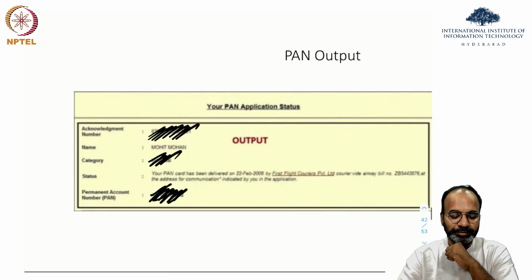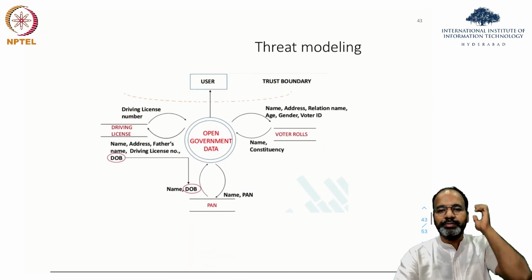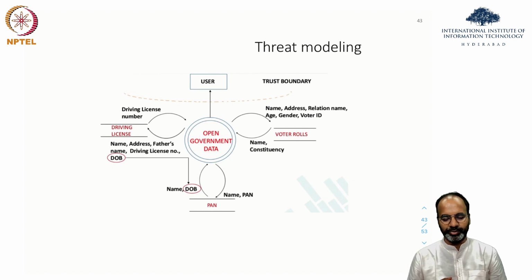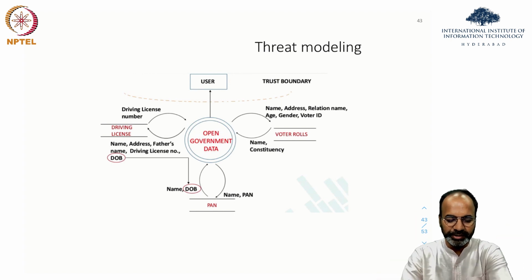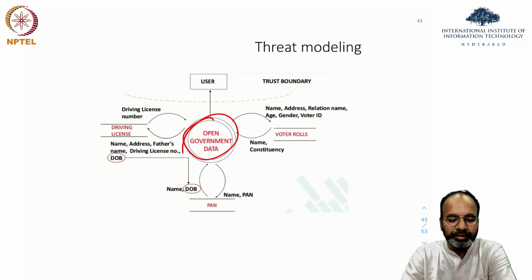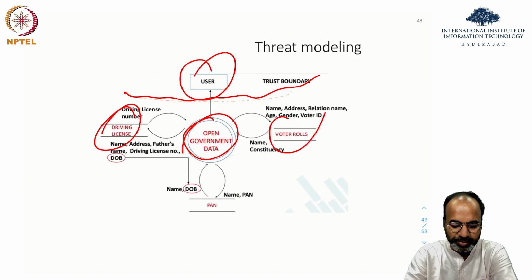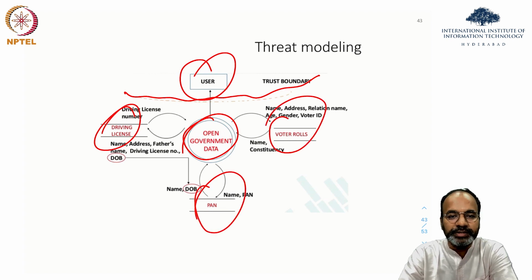That's the PAN output. So threat modeling. I mentioned earlier what threat modeling is. Threat modeling is an important idea to understand. When any systems are built, you want to know what the threats are. Particularly, you want to understand threats from various points. So in this example, we're seeing the government services here, the user here, and that's the threat boundary. And if you see, there is driver's license, voter ID, PAN card. These are different services that are available.